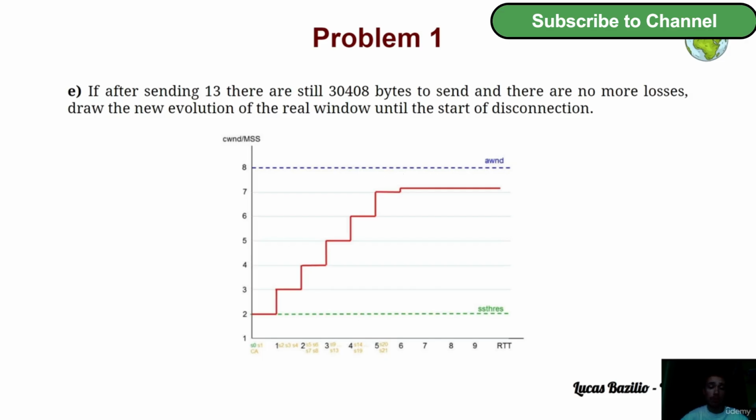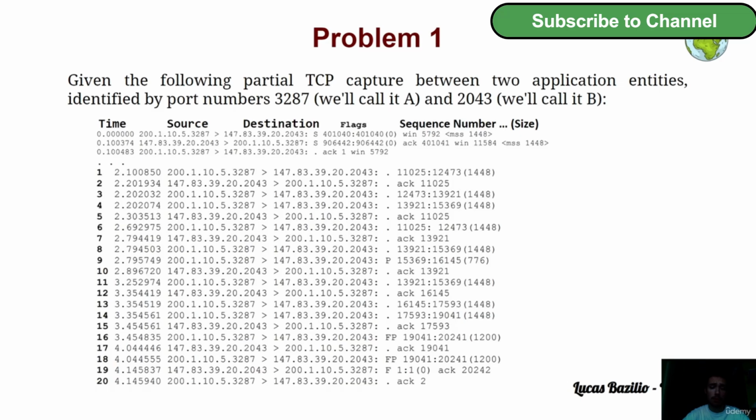Very well, so with this we finish the solution to question M. It is a question that is very linked with question D, to draw the evolution of the congestion window in this TCP connection. And so with this we finish the solution to this problem 1.